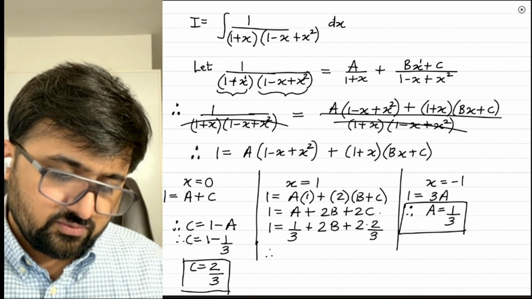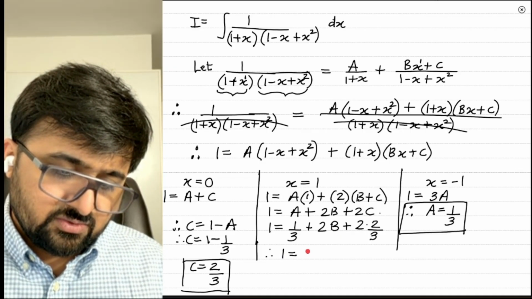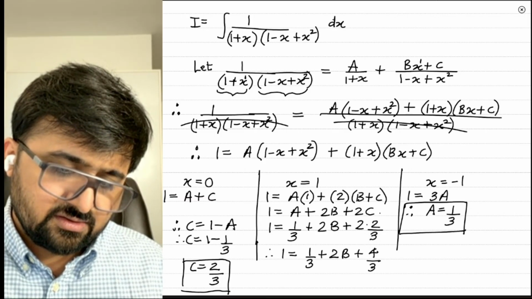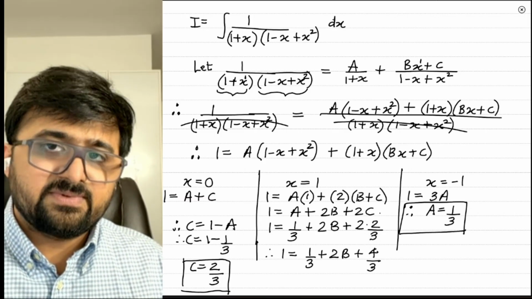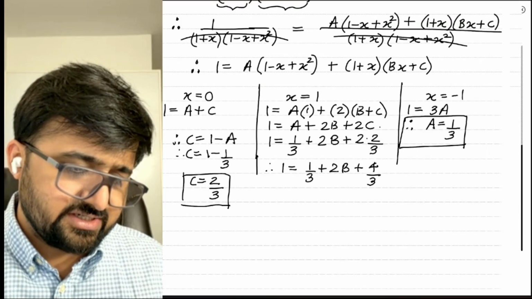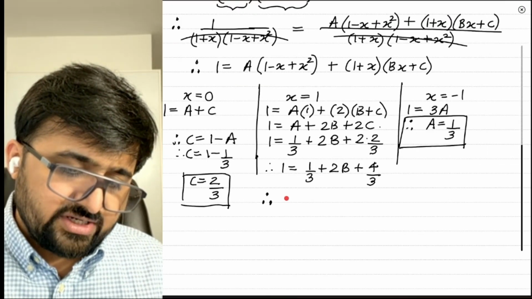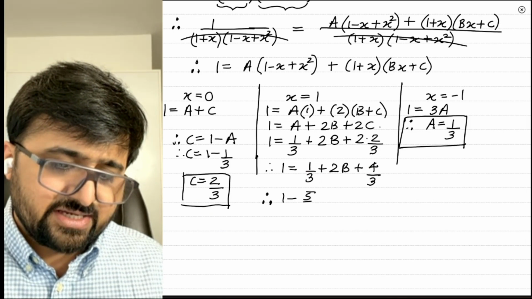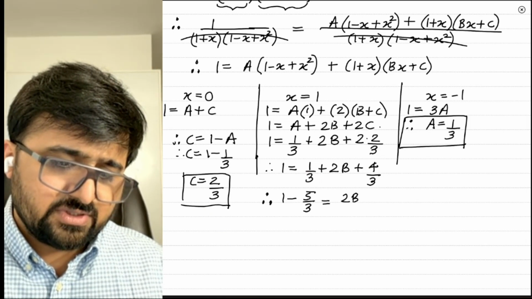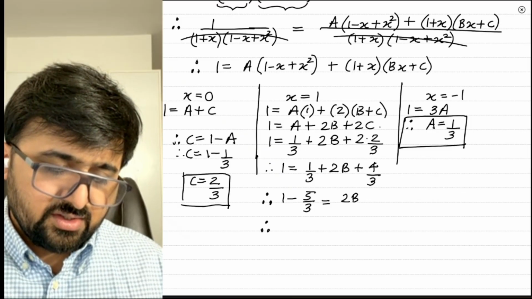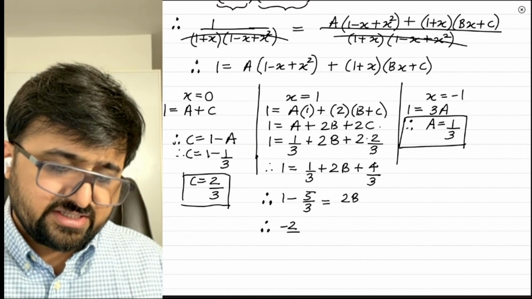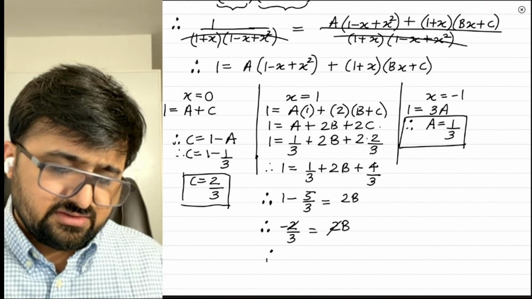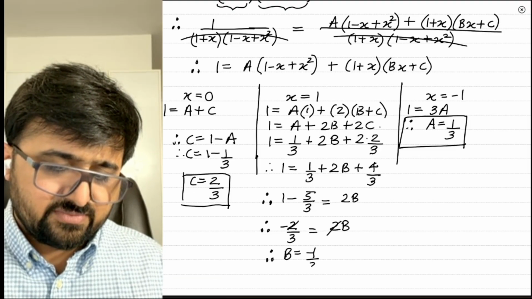Then therefore you get 1 is equal to 1 by 3 plus 2b plus 4 by 3. All right. I hope that makes sense so far. It's very easy, not too difficult at all. Therefore, 1 is equal to, so this 4 plus 1, 5 by 3. So you get 1 minus 5 by 3 is equal to 2b. Therefore, you get minus 2 by 3 is equal to 2b. And this 2 and 2 will get cancelled. Therefore, you get b is equal to minus 1 by 3.